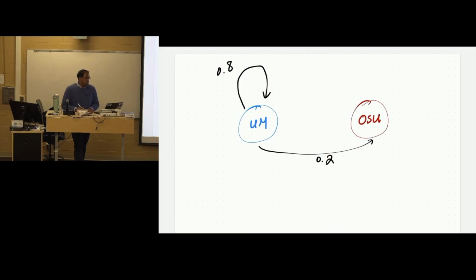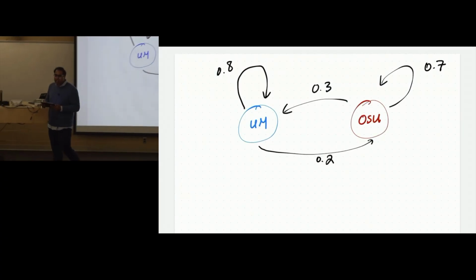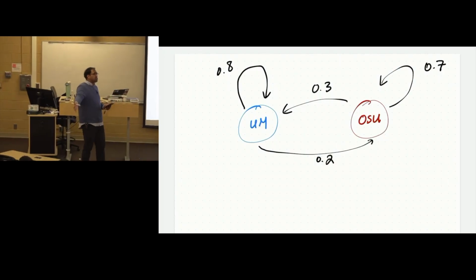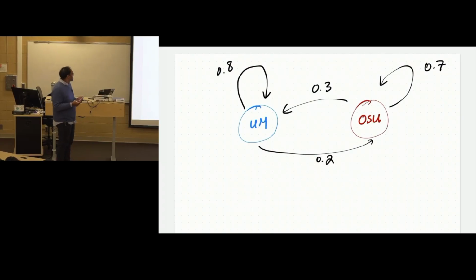Okay? And let's suppose Ohio State, not as good, but still okay, 70% of the time will win next year if they won this year. So that gives me a 0.7 here, which means a 0.3 here. Okay? And so you can think of this graph being just defined in terms of conditional probabilities of next year given this year.